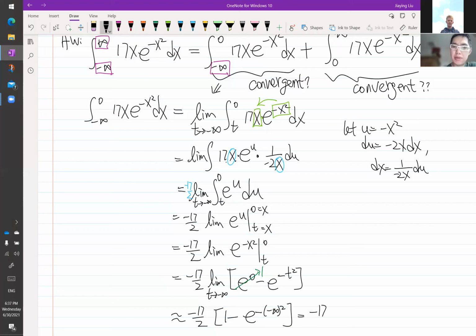That's negative 17 over 2, times 1 minus e to the negative infinity squared. Negative infinity squared becomes positive infinity, but you still have a negative e to the negative infinity. I don't like the negative infinity in the exponent, so I'm going to rewrite the e term. So that's negative 17 over 2 times 1 minus 1 over e to the infinity.